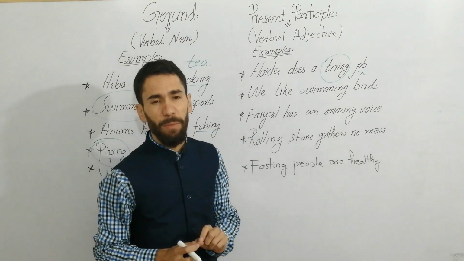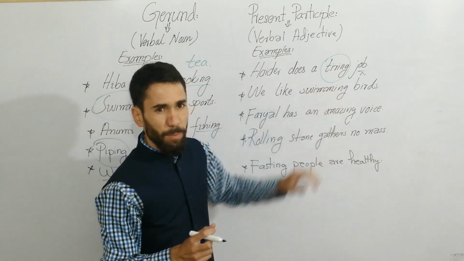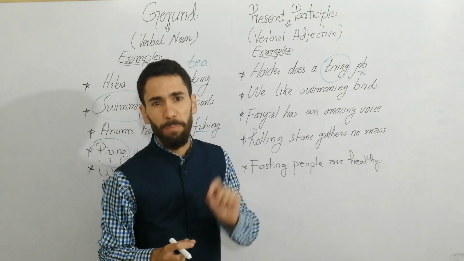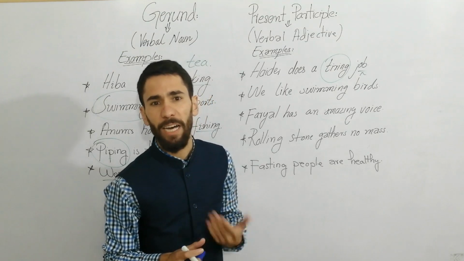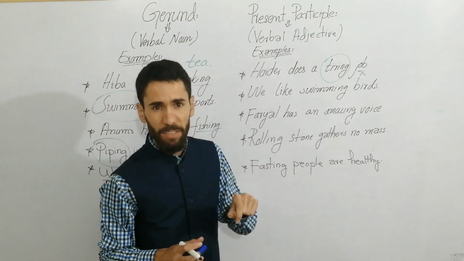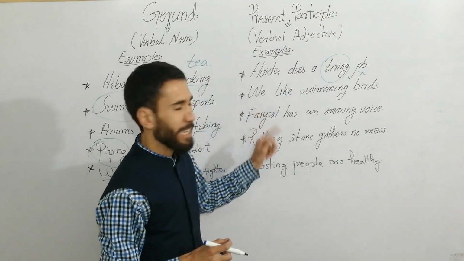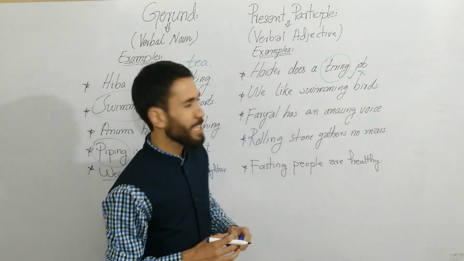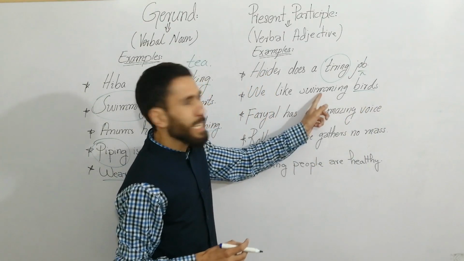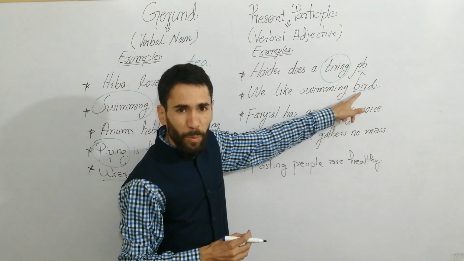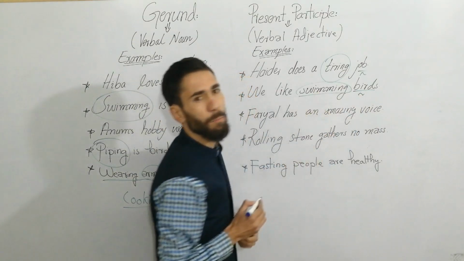Always remember one thing in your mind, that whenever you are diagnosing present participle, there must be a noun with present participle, because present participle always qualifies a noun, because it's an adjective. That's why we call it verbal adjective. Let's come to the second example. We like swimming birds. Birds is a noun, and swimming is the adjective that is qualifying the noun birds. So swimming is again present participle.